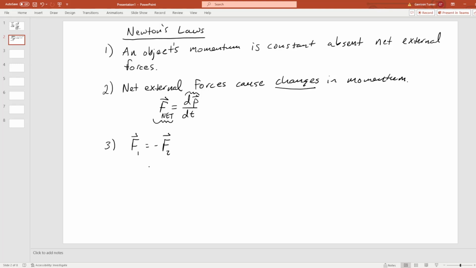If there are two objects exerting forces on each other, object 1 exerts force F1 on object 2, object 2 exerts force F2 on object 1, then these forces must be equal and opposite, right? So the third law doesn't really change. However, we will see that there's a direct connection between this and the conservation of momentum.